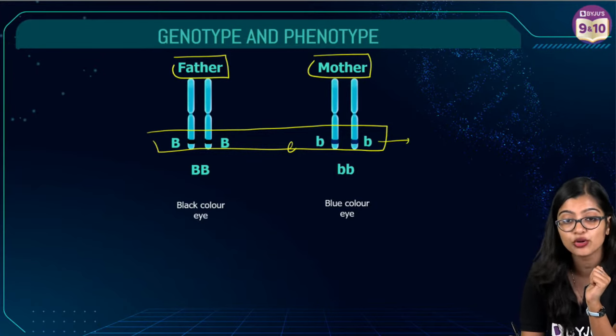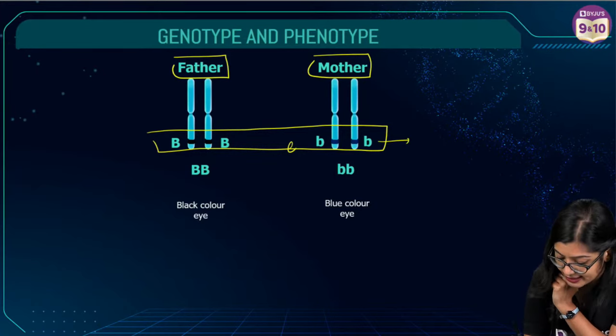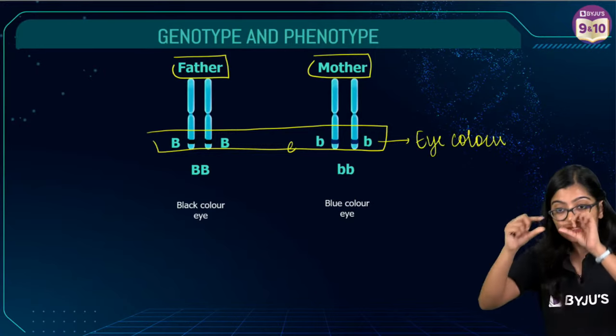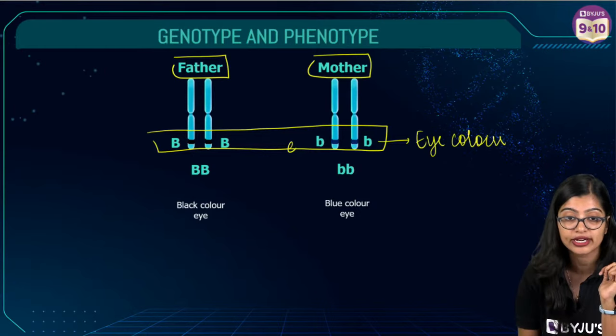So in this case, what do you observe? We see that this right here is the eye color, right? So this is eye color. And this position, so eye color is being coded here.